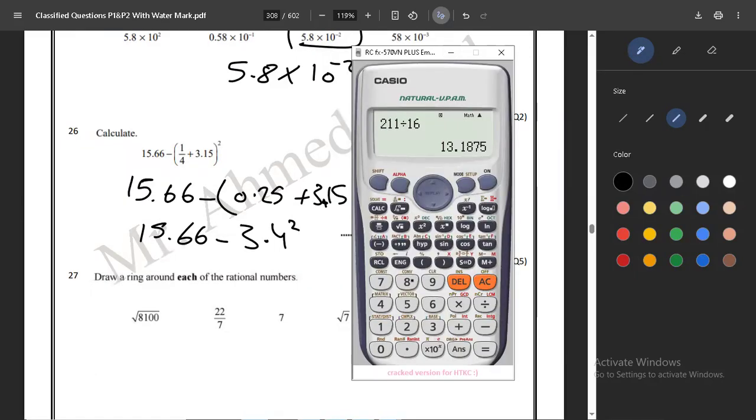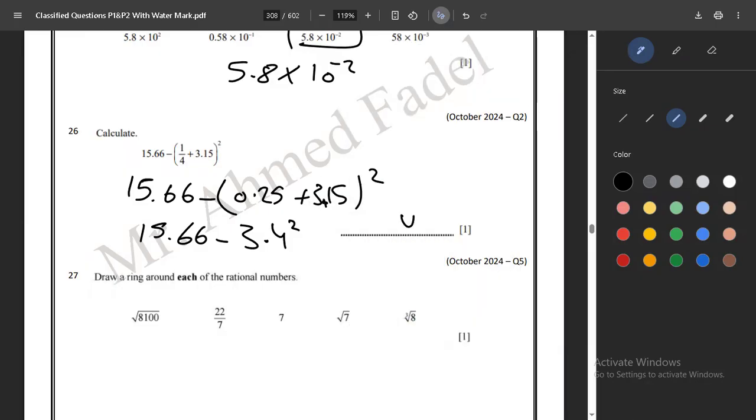It is here, as we agreed, 15.66 minus 3.4, but it is squared. So it's going to be equal to 41 over 10, which is the same as 4.1. 4.1 is the answer. Let's continue.